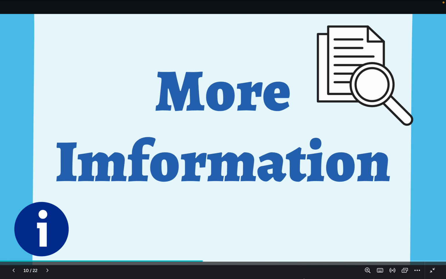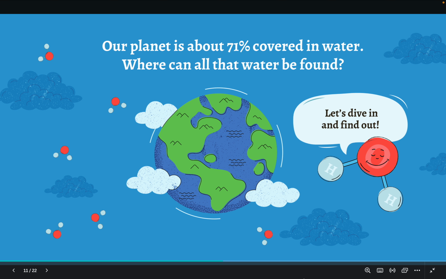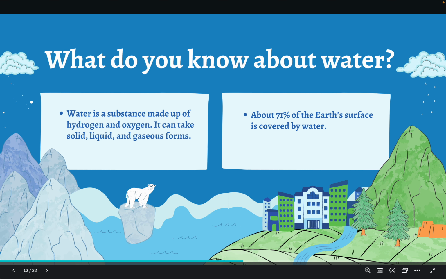More information on water and rivers. Our planet is about 71% covered in water. Where can all the water be found? Let's dive in and find out. What do you know about water? Water is a substance made of hydrogen and oxygen. It can take solid, liquid, and gaseous forms. About 71% of the Earth's surface is covered by water.